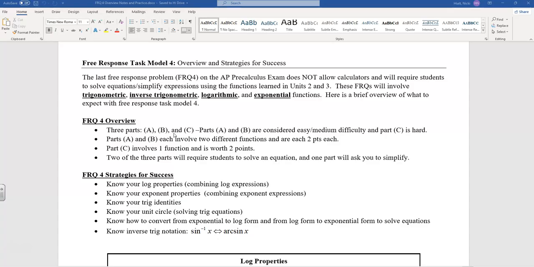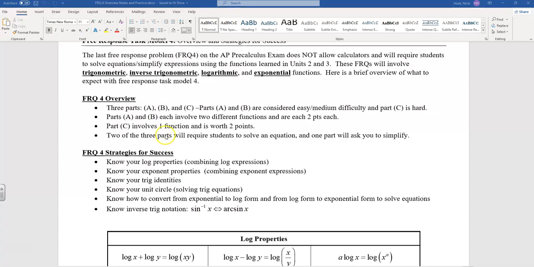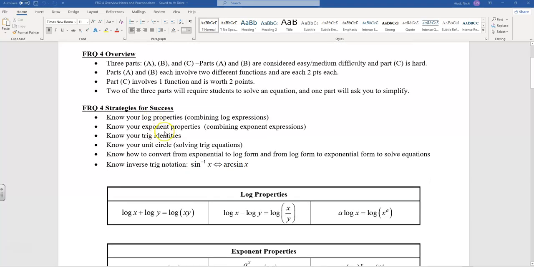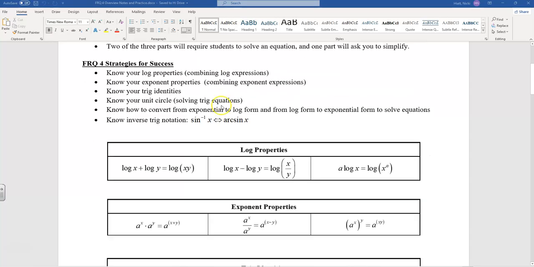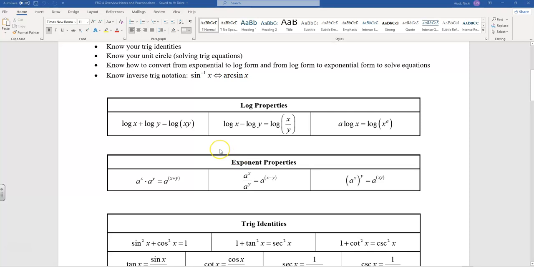So 3 and 4 are both calculator inactive. So you must know log properties, exponent properties, trig identities, unit circle, how to convert from log to exponential, which we just used inverses, and inverse trig notation. All of this is posted on Canvas. I'm not going to give you time to write it down right now, but if you want to go look at this, all of this is posted on Canvas. It's a nice little summary of things.